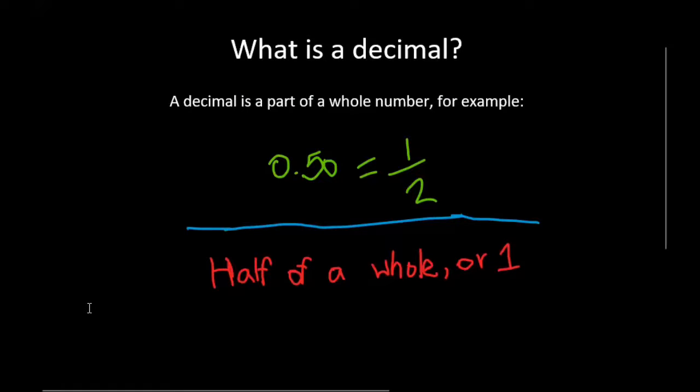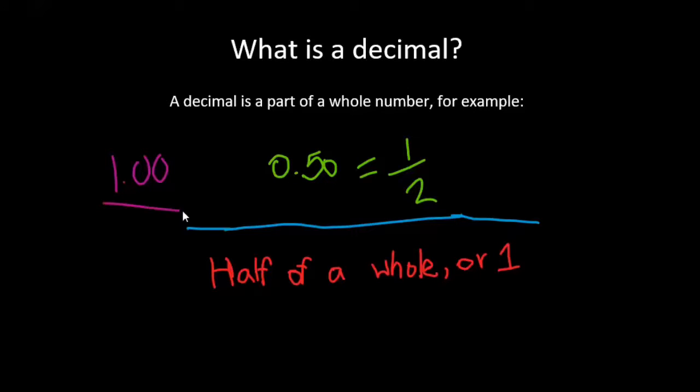What is a decimal? A decimal is a part of a whole number. For example, 0.50 right over here equals 1/2, because 0.50 is half of 1, or when it's written, 1.00. But to make it easier when you're solving it, you write it as 100. And you know 50 is half of 100, so 0.50 is half of 1. And we have 1/2, and we know 1/2 is half of a whole.